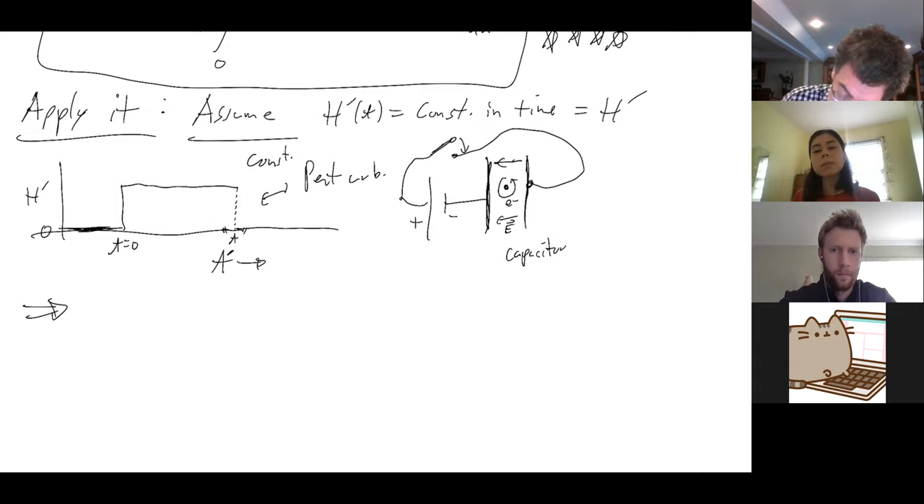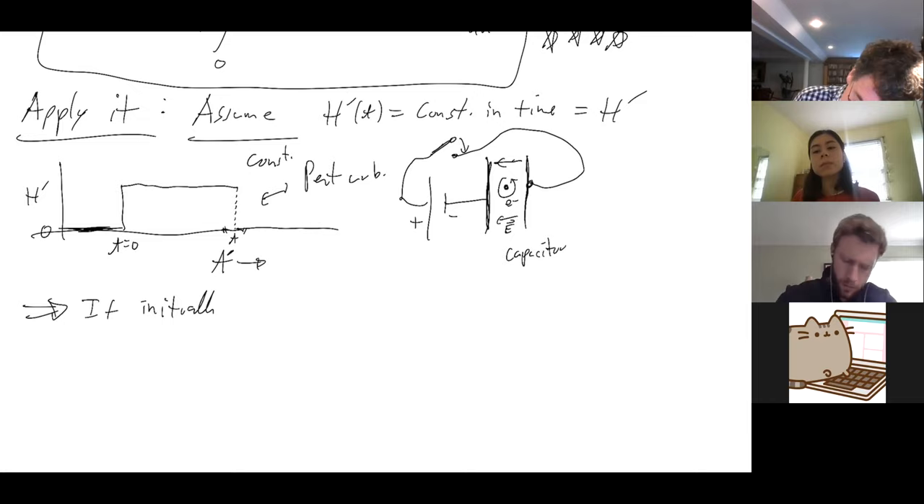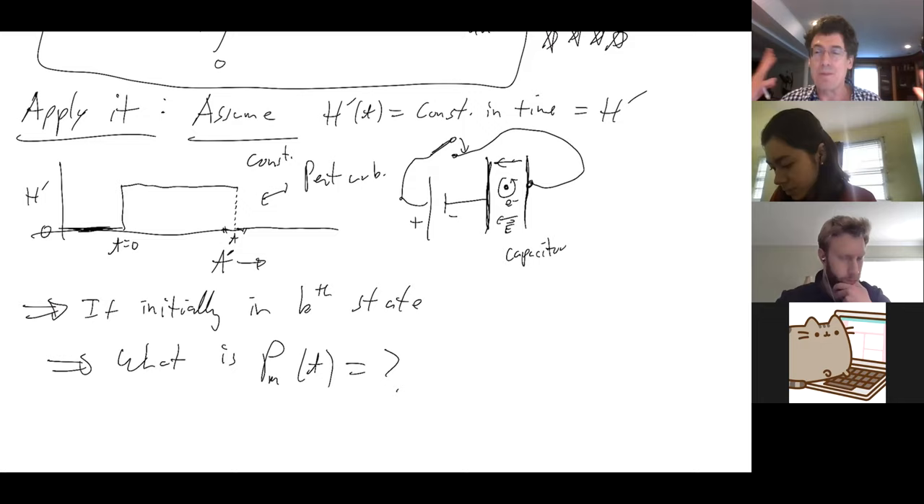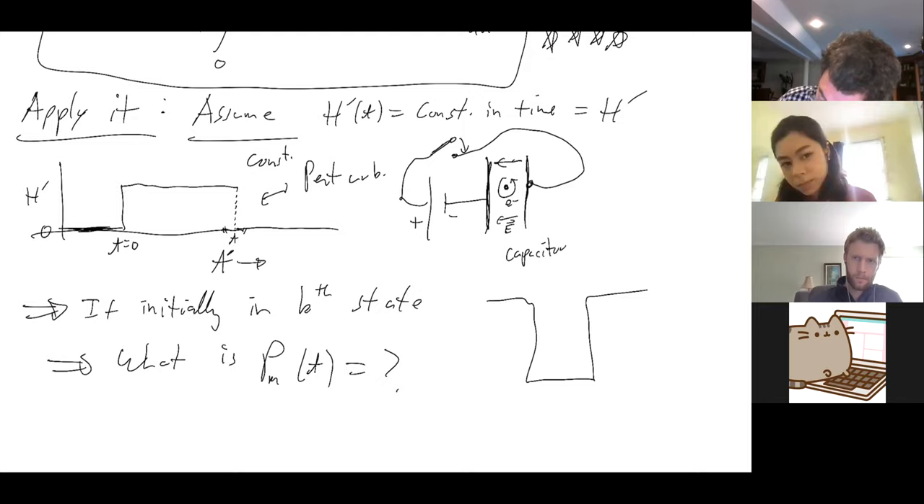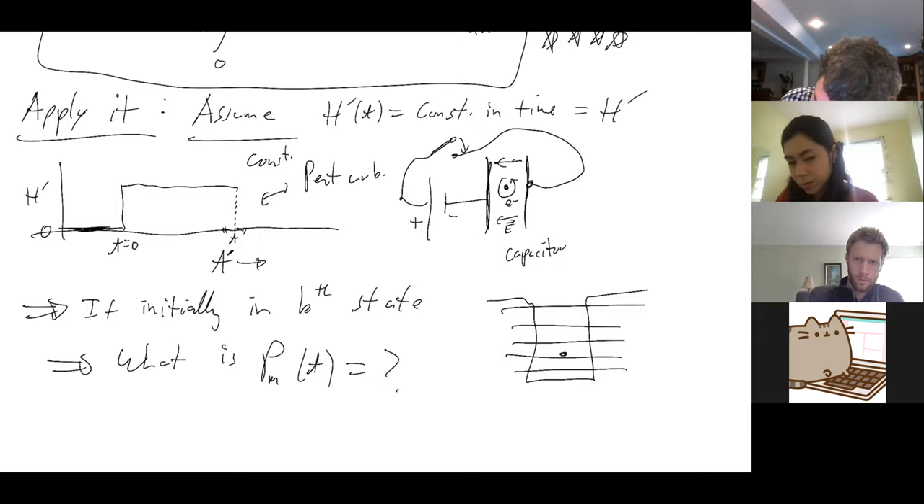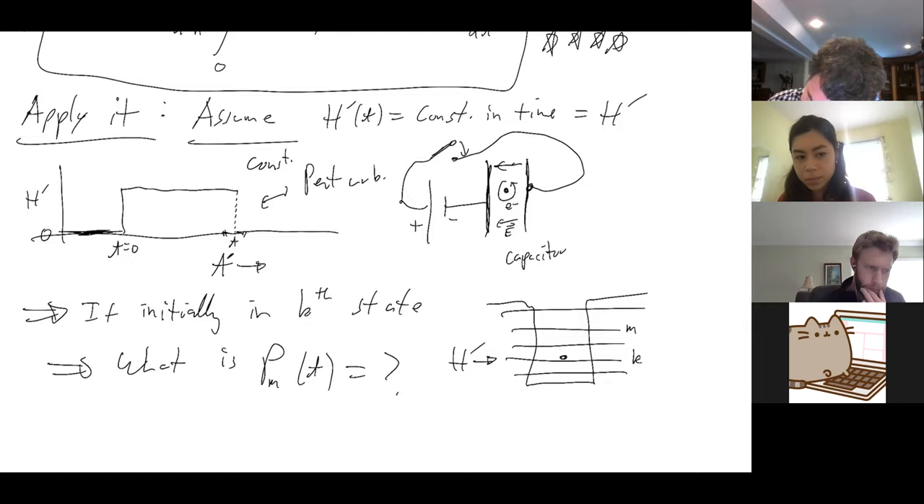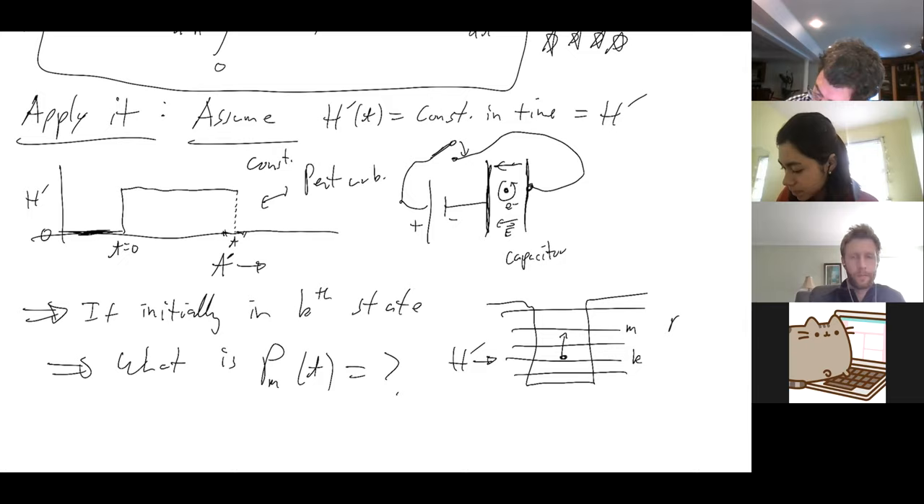I say, if I'm initially in state K, then what is the probability to be in state M at time t? Okay, I'm asking you to calculate a transition probability. So basically I'm saying, here I am, I'm in some state K, and then I apply H prime to it, and then there's some state M, and I'm asking you, what's the probability that I have a transition to the Mth state? Okay, that's what I'm asking you.